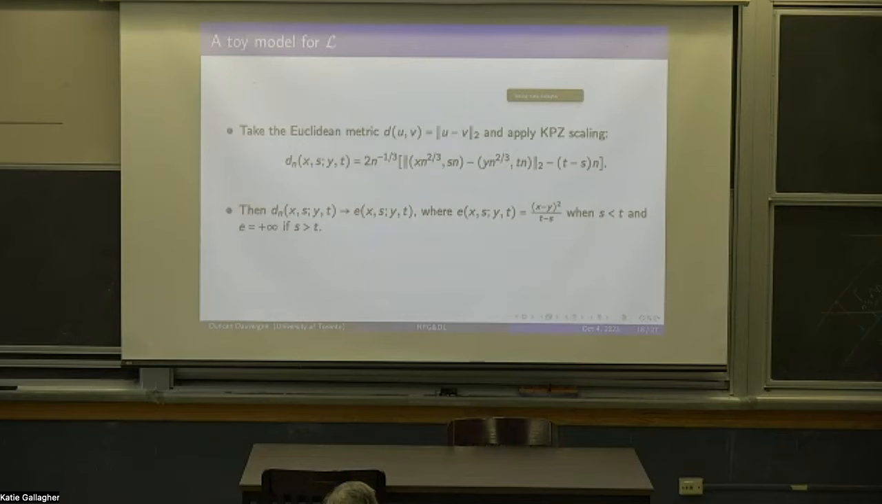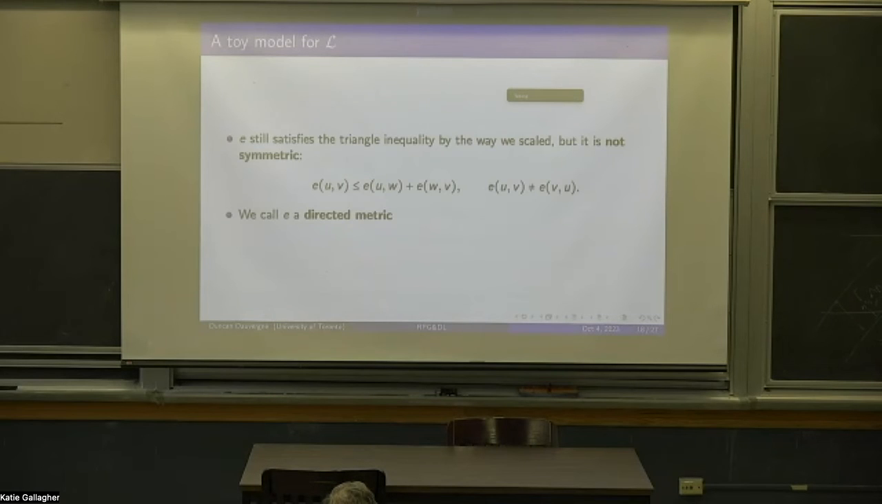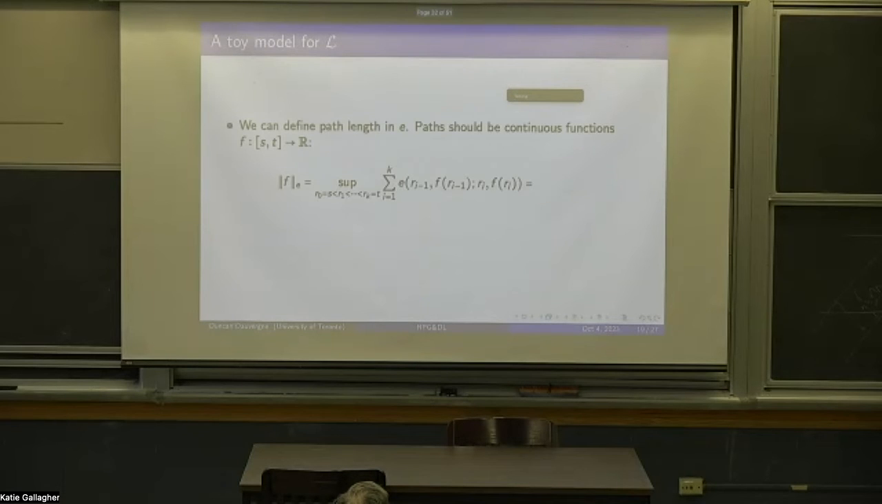So this limiting version of the Euclidean metric is asymmetric. The way we've scaled it still satisfies the triangle inequality, but it's not symmetric. So we say that E is something called a directed metric, basically just a function satisfying the triangle inequality. Okay, so you can define path length in E.